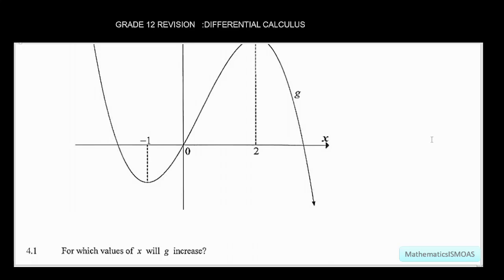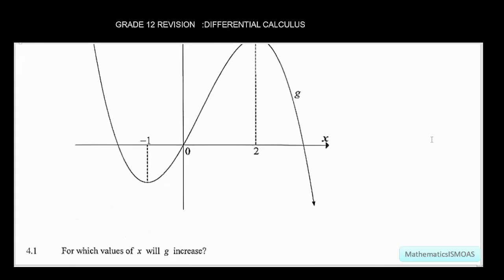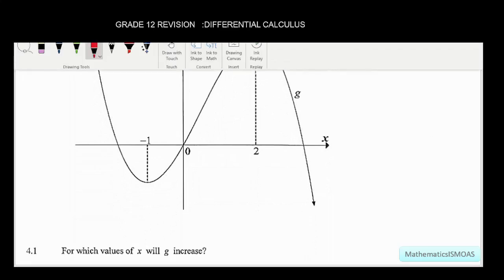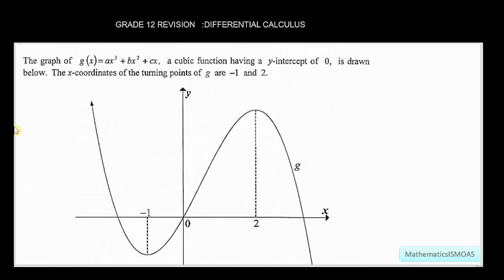All right, and then now question 4.1. For which values of x will g increase? I think this one is a straightforward one. Let's just answer it right next to the question there. This will happen between the turning points. Between the turning points, our function is increasing. It is sloping upwards.